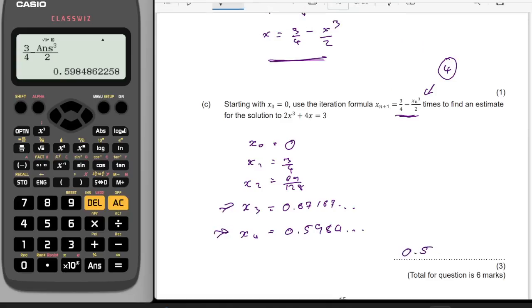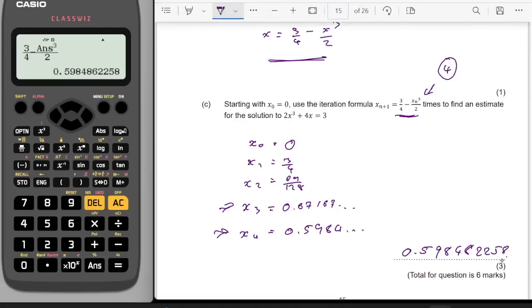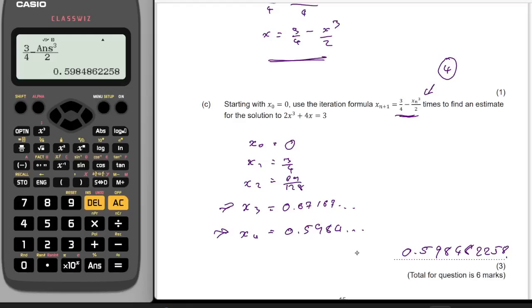So 0.598482258. But I would argue, I'll just show you this. It's not particularly relevant to this question. Currently, these don't round to the same number. So to go more accurate, every time you press equals, you get more and more accurate. So realistically, it's going to be closer to 0.62 or 0.63, the more accurate I go, but I'm going to go for that value, just having done it 4 times.